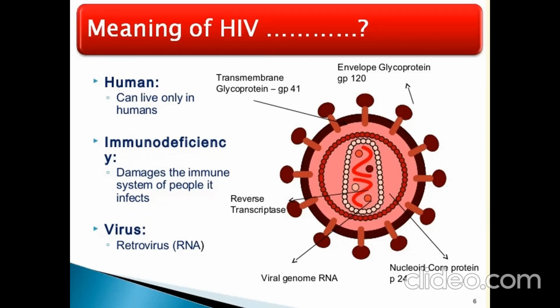So it occurs only in humans. It damages the immune system of people it affects. And it is a retrovirus, that is an RNA virus. So you can see the diagram of the structure of the HIV virus.